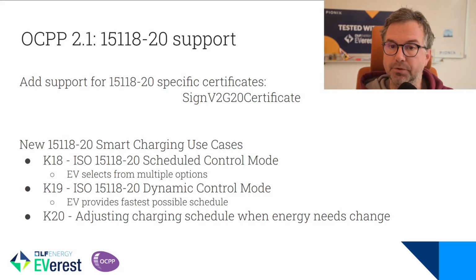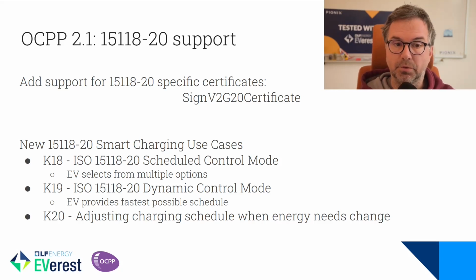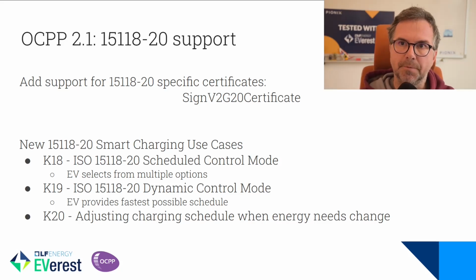There's new smart charging use cases coming with -20. -20 allows something called scheduled control mode and dynamic control mode. With the scheduled control mode, the EV gets a set of charging profiles. So you can send 1 up to 3 charging profiles to a vehicle, and then the vehicle will decide, depending on parameters it has, depending on some criteria, which schedule it will use. Now, every schedule can have a tariff, so it can be based on price, it can be based on green energy, it can be based on I need to leave early, that the vehicle selects a certain schedule.